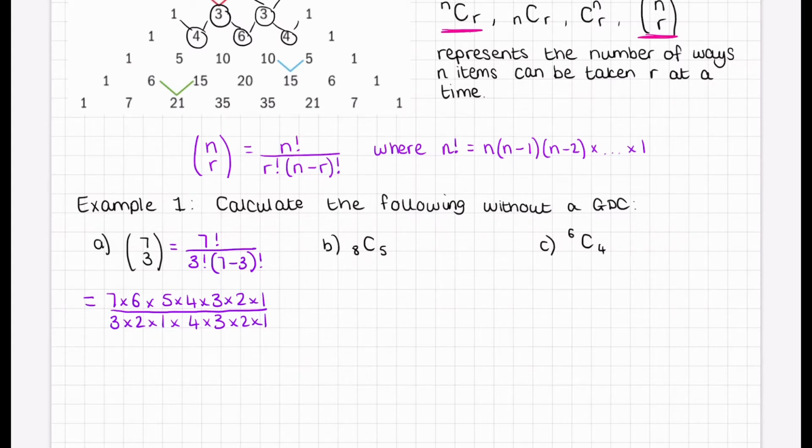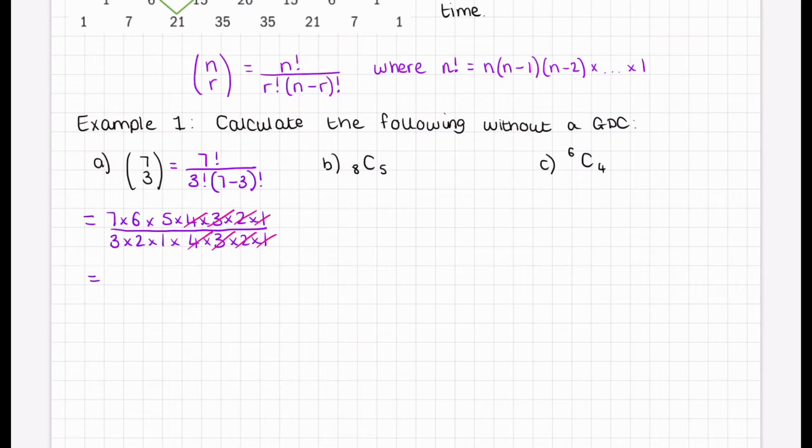Now if we look here, because everything's multiplied, we can do some cancelling. In the numerator and the denominator, we've all got a 4 times 3 times 2 times 1. So that will cancel out. And we are then just left with 7 times 6 times 5 all over 3 times 2 times 1. And then we can work that out. Now 3 times 2 times 1 is 6, which means that will cancel with the 6 in the middle. And we are just left with 7 times 5, which is 35.